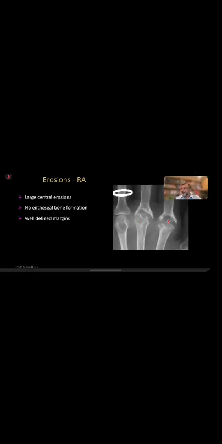Of course, this is easy. Big erosions, central erosions, but look at that. The margins are still sharp. No fluffiness. This is very typical of rheumatoid arthritis.